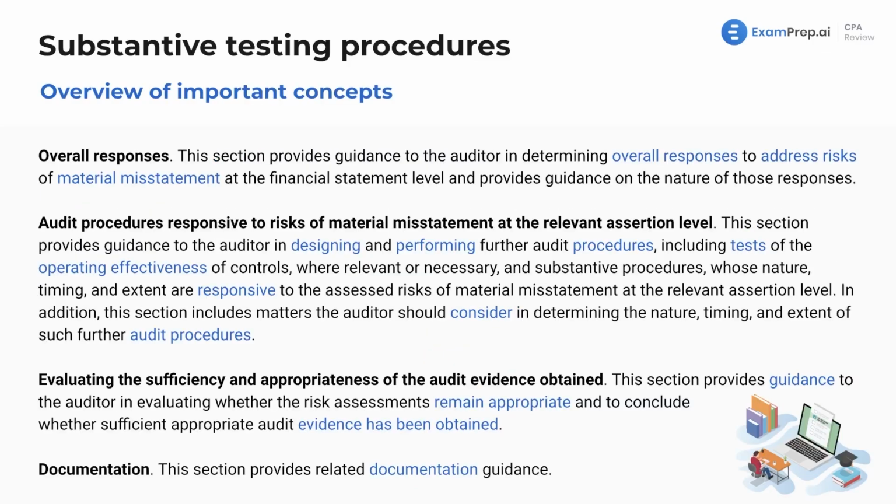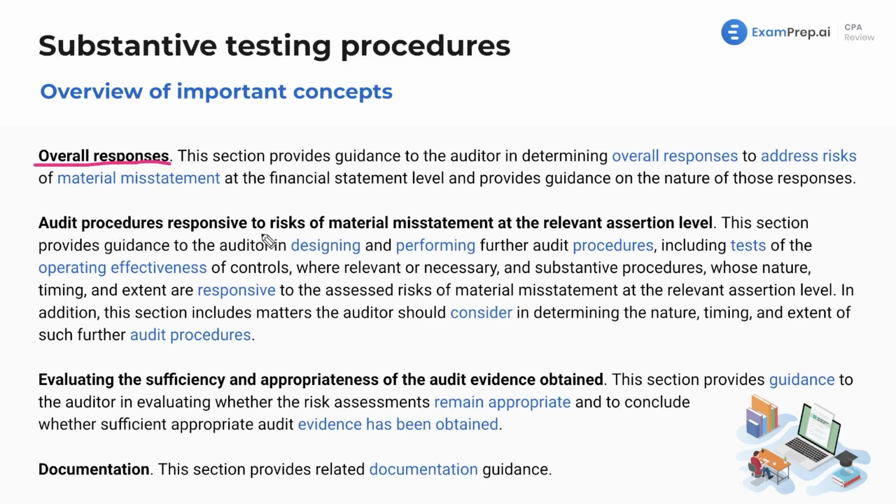Let's talk about a nice overview of some important concepts we'll see here. Overall responses. What are overall responses? Well, this section provides guidance to the auditor in determining overall responses to address risks of material misstatement at the financial statement level, and provides guidance on the nature of those responses. What are responses? Really just a fancy way of saying those are your testing procedures. What are your responses to a risk? It's to test something and hopefully lower that risk.